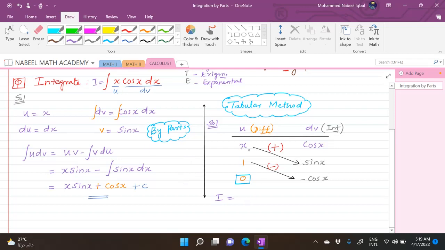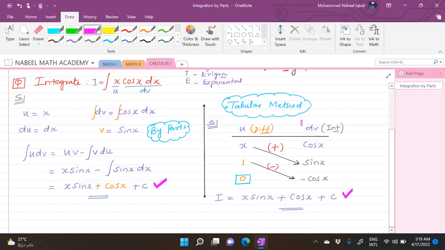So just multiply. You will have x sine x. Here minus into minus becomes plus. 1 into cosine, you will get cosine x, and plus integration constant c, because it is an indefinite integral. So if you see this one, the answer is going to be the same at the last, whether you solve by using the integration by parts or tabular method.